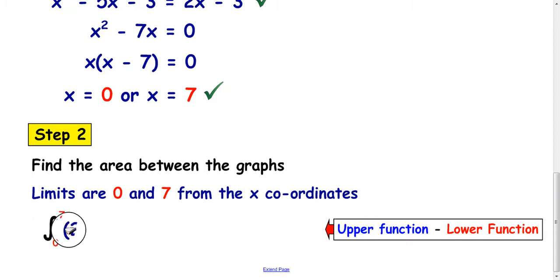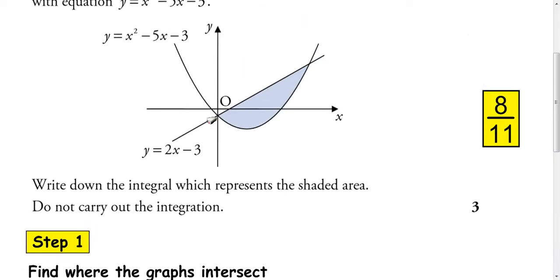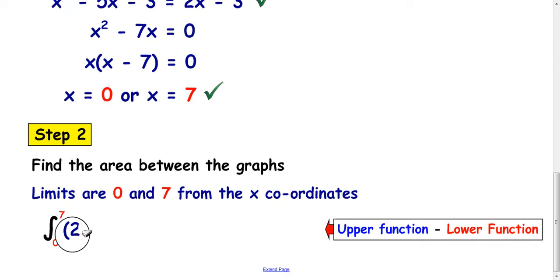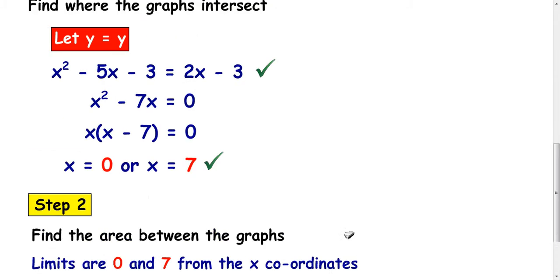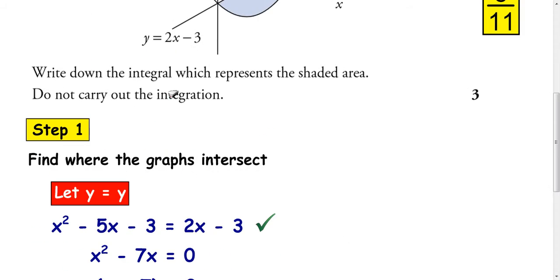So we integrate between 0 and 7, and the upper function we said was a straight line, so it's 2x take away 3, put it in brackets, then take away the lower function, and that's all we have to do for the last mark there. We don't actually have to carry out the integration. It says up here, do not carry out the integration.